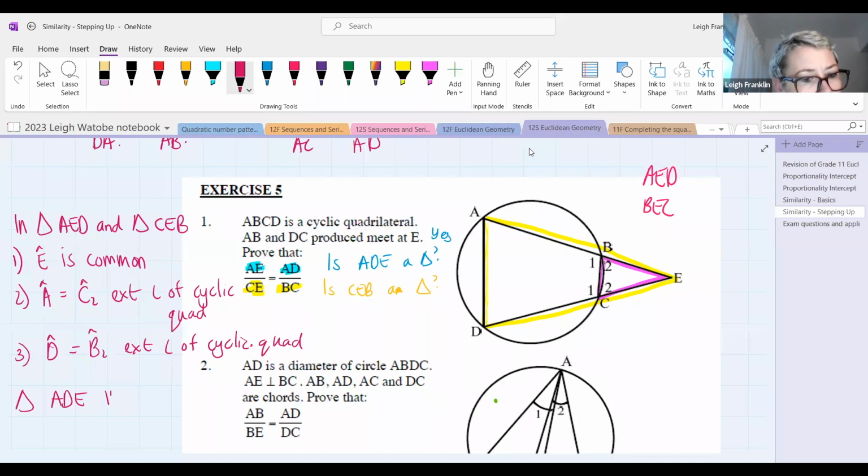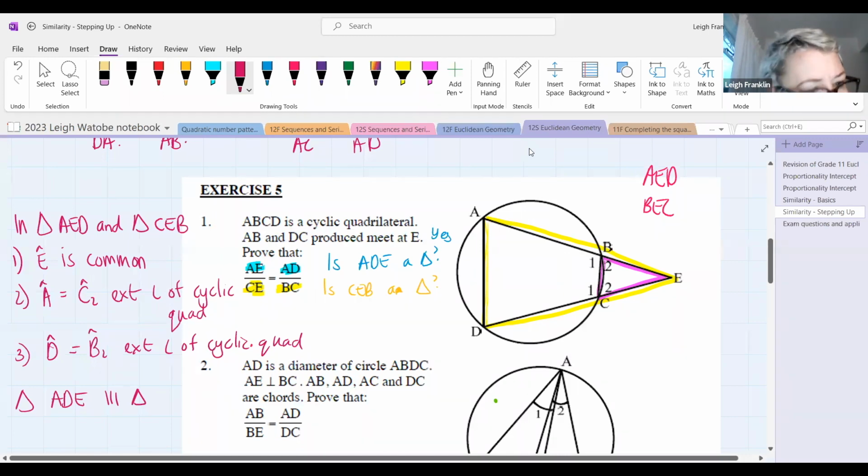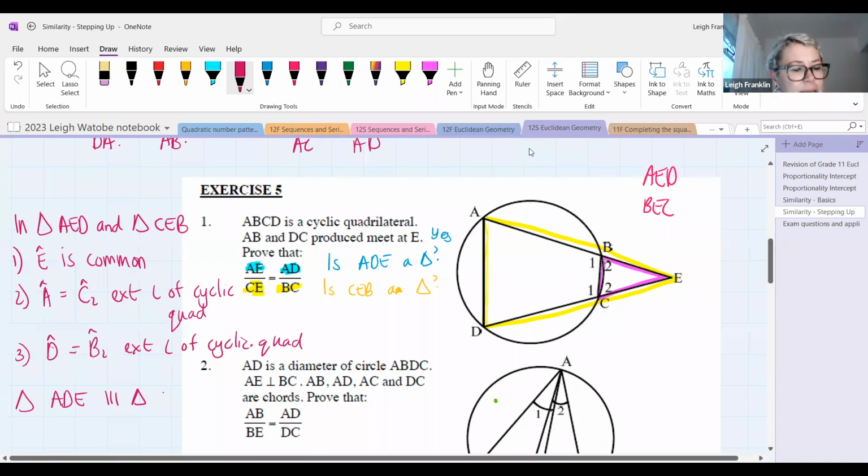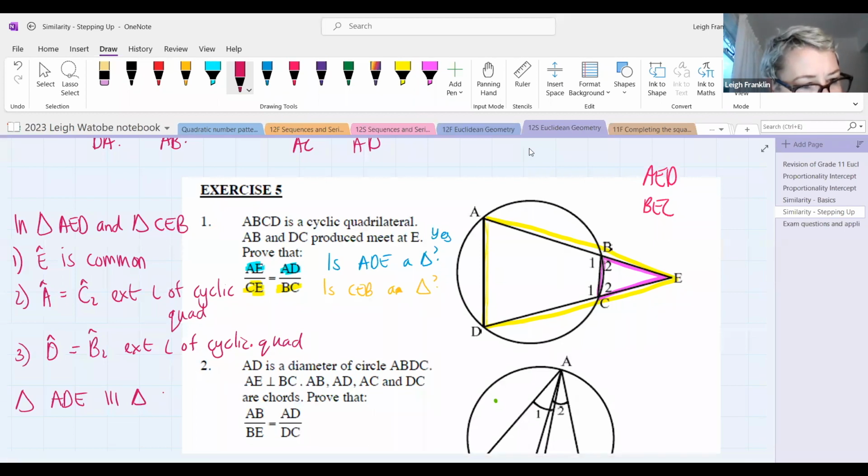Lovely. So you said ADE. So then here you must say triangle. Which letters did you use? When you said triangle ADE is similar to, what was the order of the letters of the second triangle? Oh, it's BCE. Okay, now there you have made a little mistake.